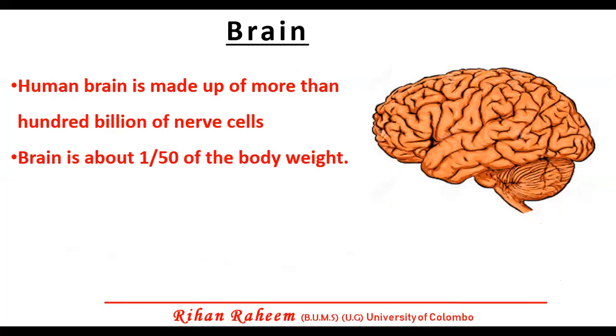Okay, the human brain is made up of more than 100 billion nerve cells. So that means the brain is made out of what cell? Brain nerve cell. Okay, nerve cell. The brain is about 1/50th of the body weight. So if you are 50 kilos, your brain will be around 1 kilo.